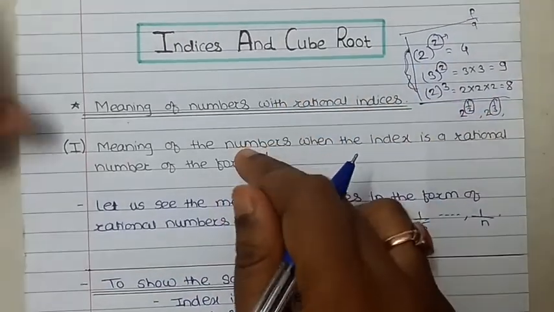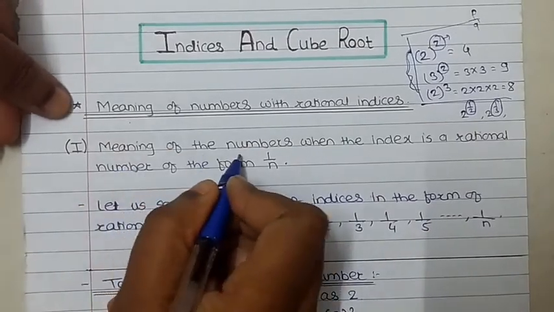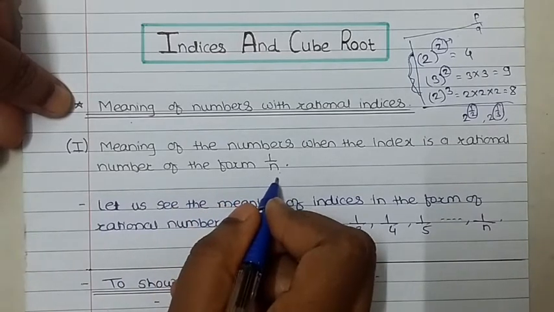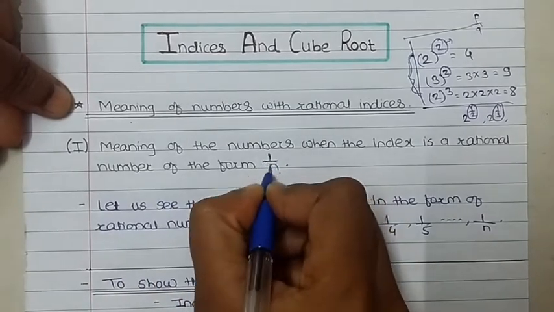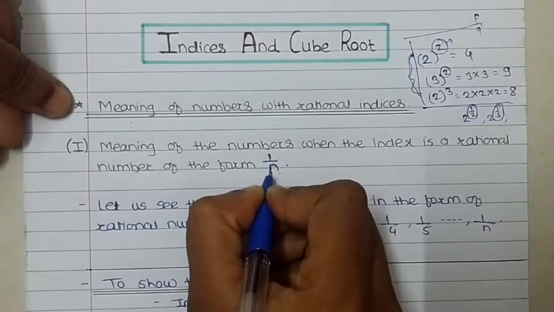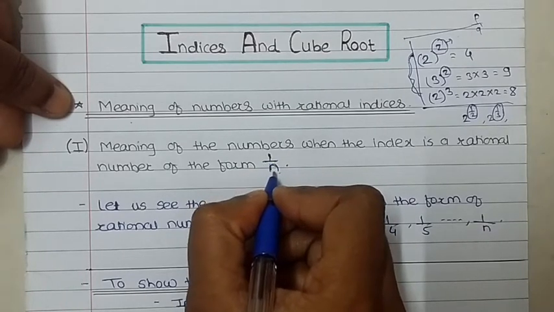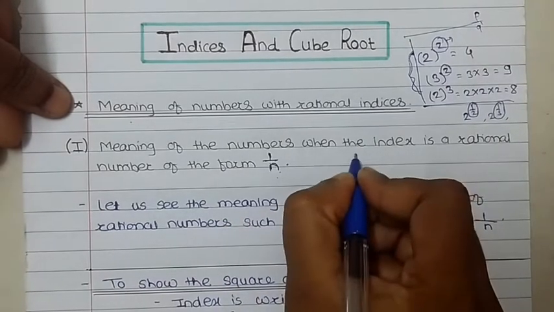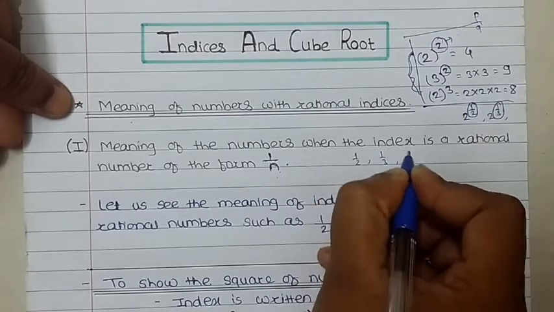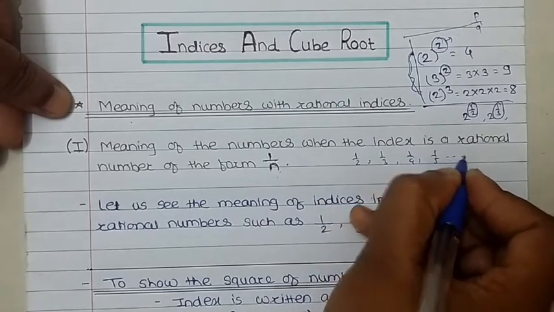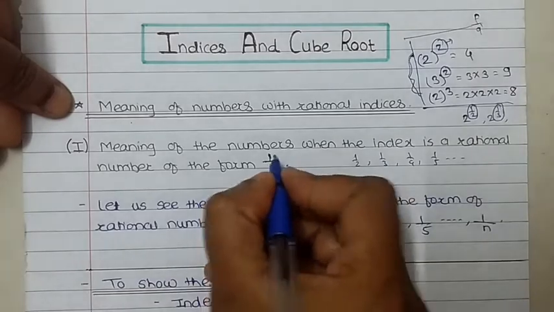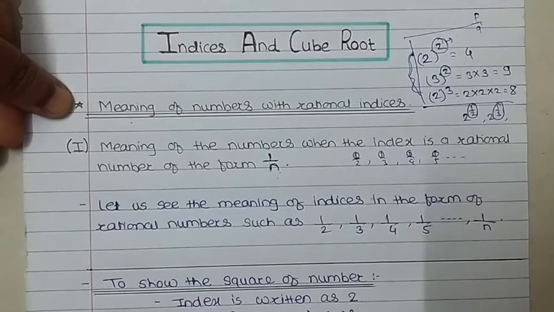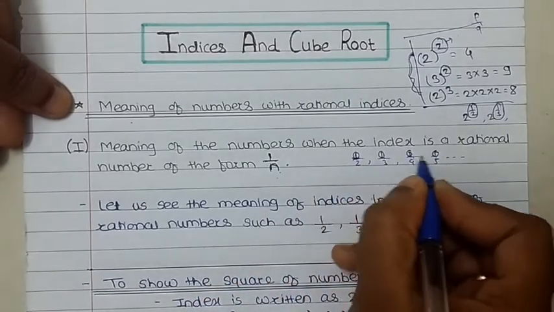Okay, so first is what? Meaning of numbers when the index is a rational number of the form 1 upon n. What is 1 upon n? Numerator is 1 and denominator is n. That means n is any number, 1, 2, 3, 4, 5, 6. That means 1 upon 2, 1 upon 3, 1 upon 4, 1 upon 5, and so on. But in the numerator 1 is fixed here. Clear? Just change the value of the denominator.